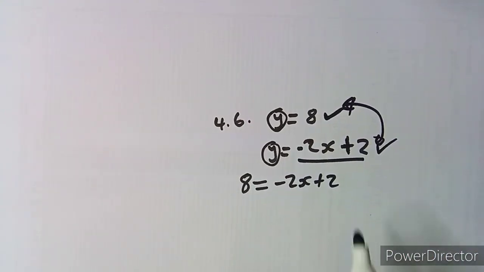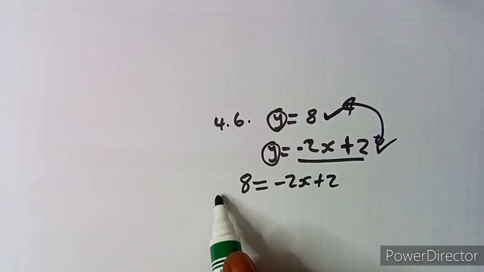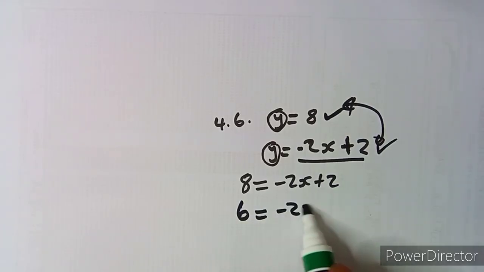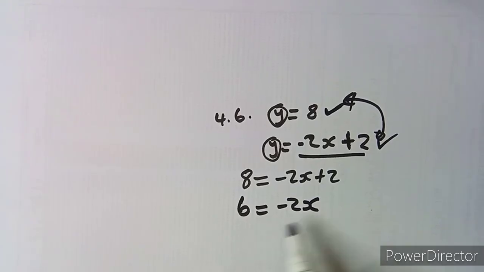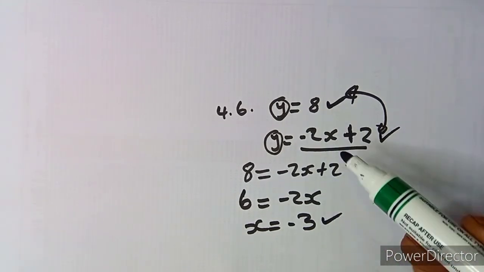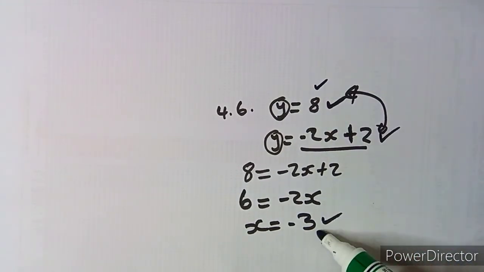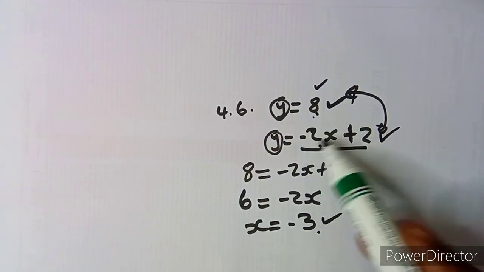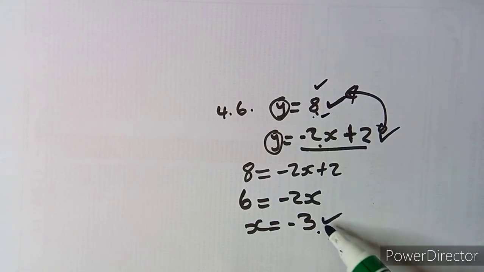So I can solve for x. The 2 goes to this side and is subtracted, so 8 minus 2 is 6, which is equal to minus 2x. You divide by minus 2 on both sides, so your x is going to be negative 3. So that is the value of x at this point. Already we have the value of y, because if I substitute this minus 3 here, I'm going to obtain the same value of 8, because they are equal.